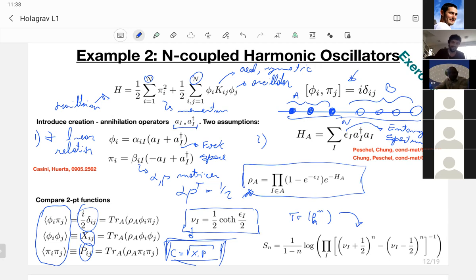Well, this is a general way to write this Hamiltonian. In fact, you can do it also for free scalar fields, for example, and not just harmonic oscillators on the lattice. But I think the important thing is the one I mentioned: the only information that you need is the diagonalization, if you want, of your correlation matrices.